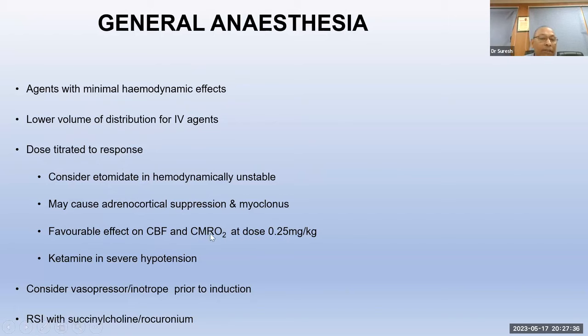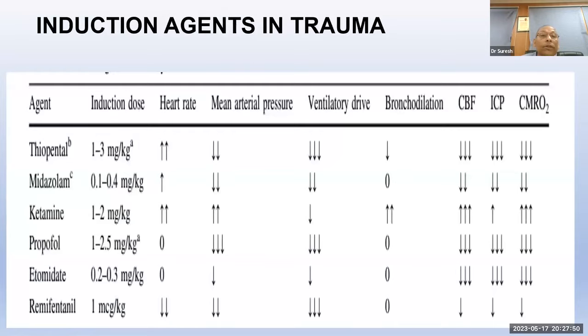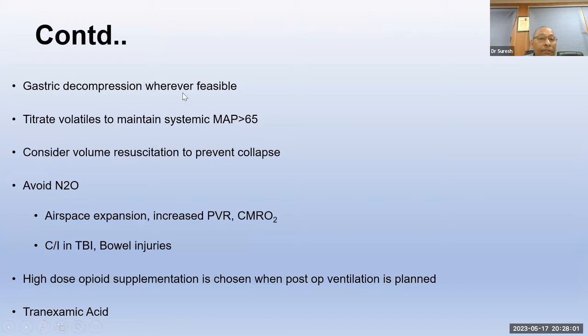Favorable effect on cerebral blood flow and CMRO2, at a dose of 0.25 milligram is recommended. Ketamine always in severe hypotension. Consider vasopressors or inotropes. Rapid sequence intubation with succinylcholine or rocuronium. This is the chart where etomidate, remifentanil is coming to India soon. Gastric decompression wherever feasible.